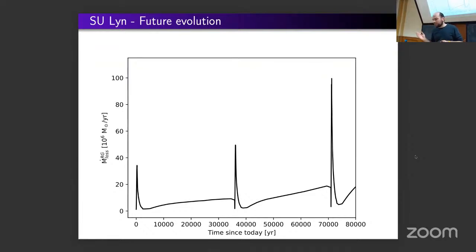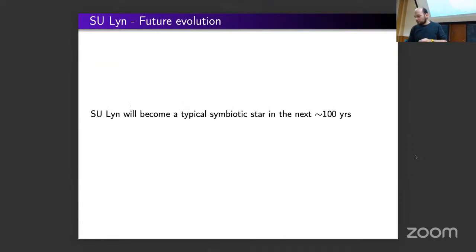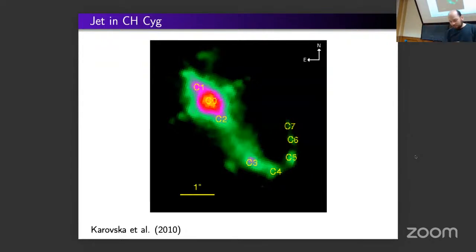So why is it interesting? Models predict it will become a symbiotic star in the next 100 years. Why it's so interesting is because one of the most famous symbiotic stars is CH Cygni, and it's famous for various reasons. One is that it launches jets, and see here it's jet. So it's very famous, very well studied, one of the best studied symbiotic stars. But the point is, 100 years ago, it was not a symbiotic star.